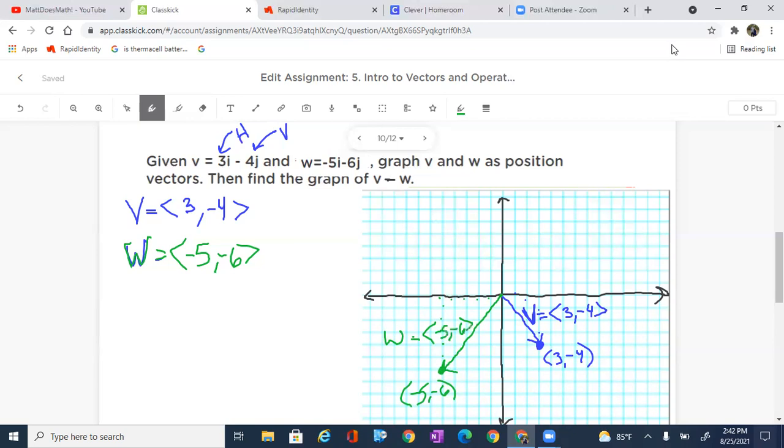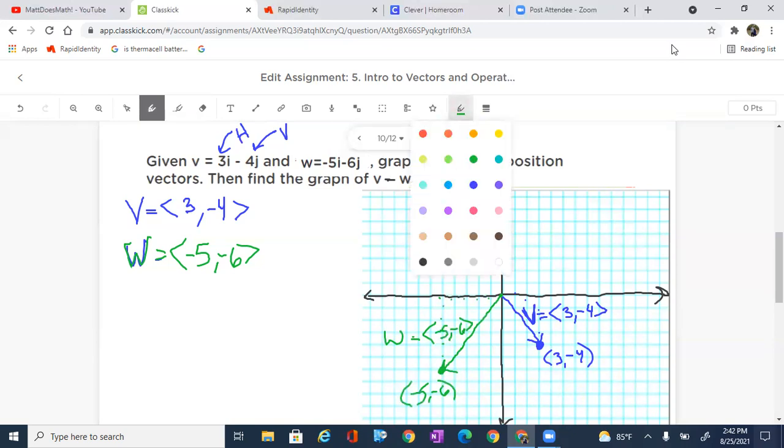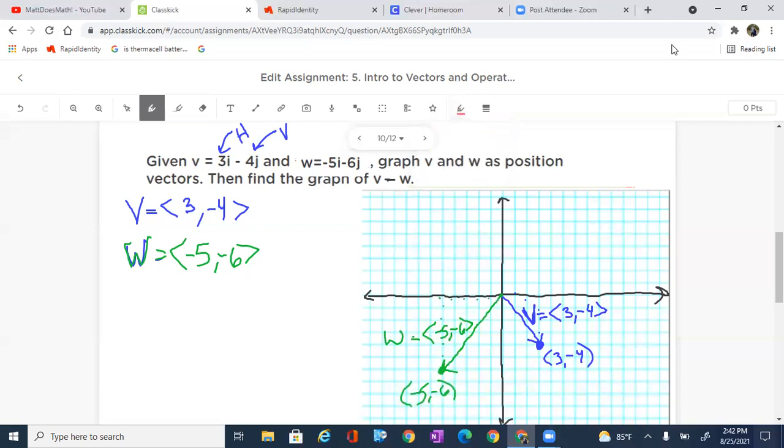Okay. Now, in this case, our goal is to determine what v minus w is. Well, when we've done this before, we always started by graphing the initial vector. So we're going to graph v, which we already know is there. We've graphed it to 3, negative 4. Now this is our start, okay, and we're going to take minus w and start this from the terminal point of v.